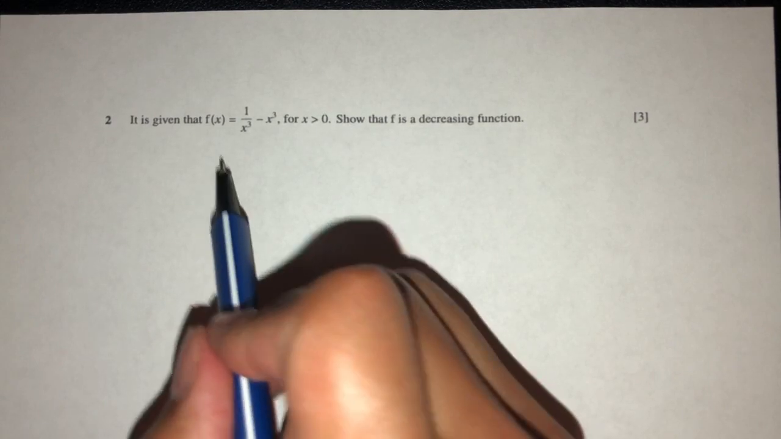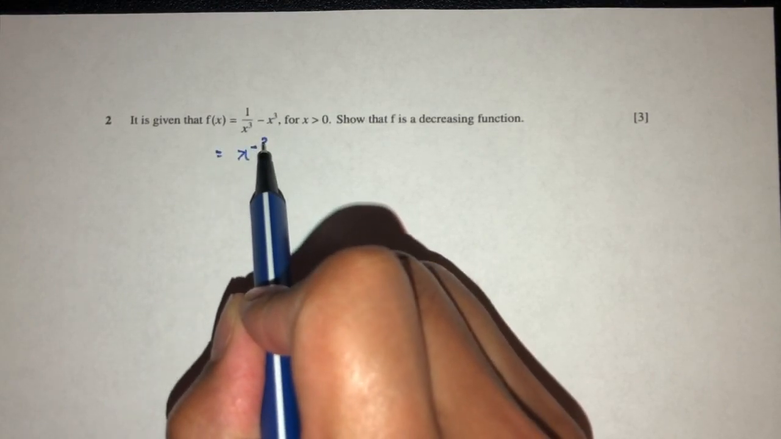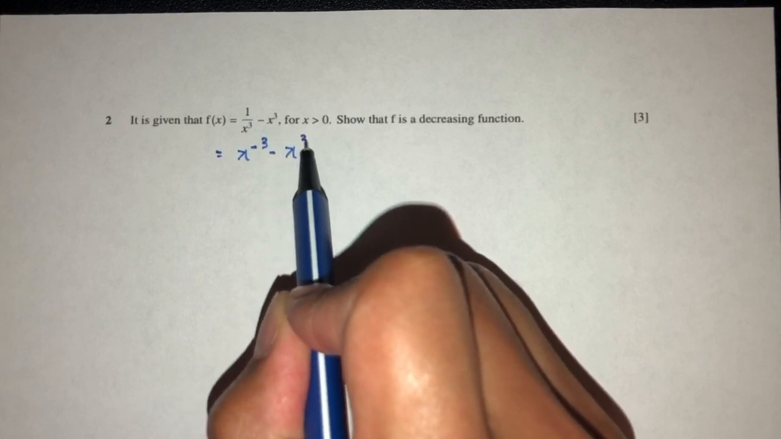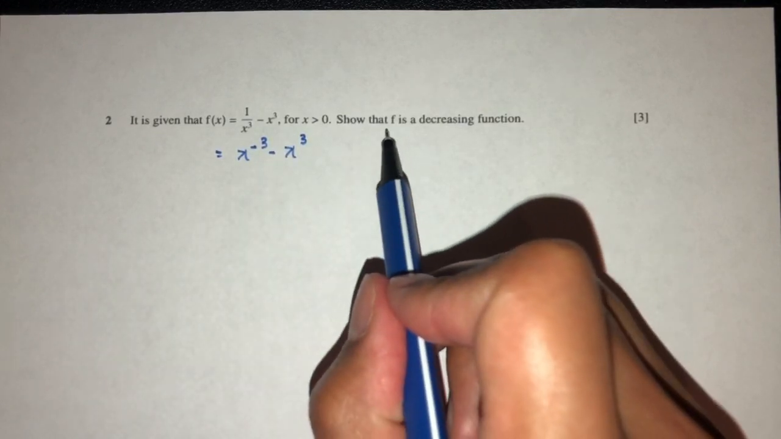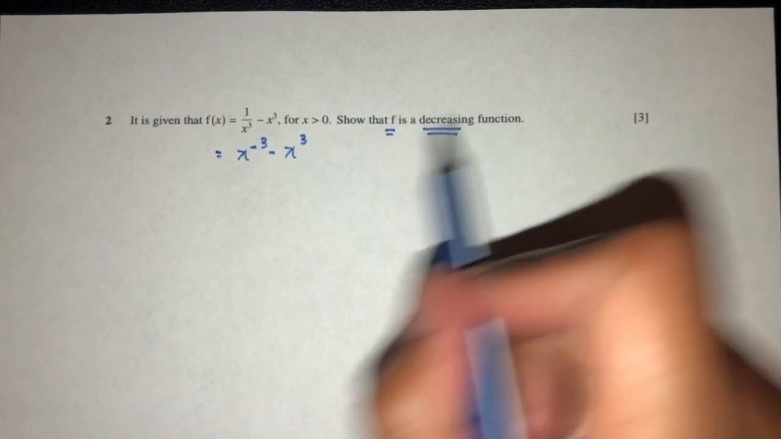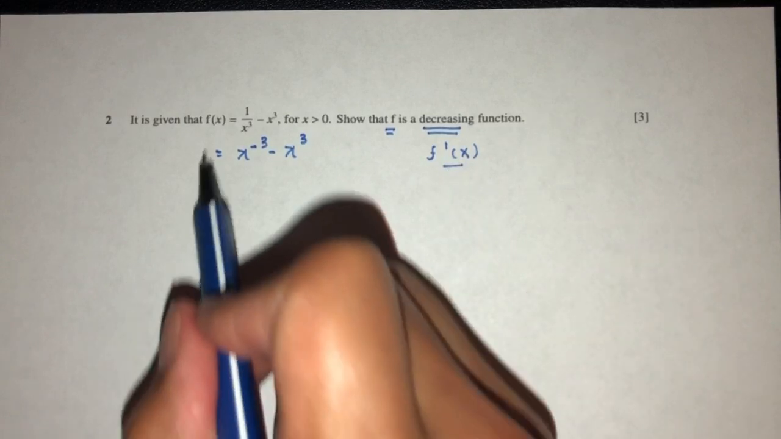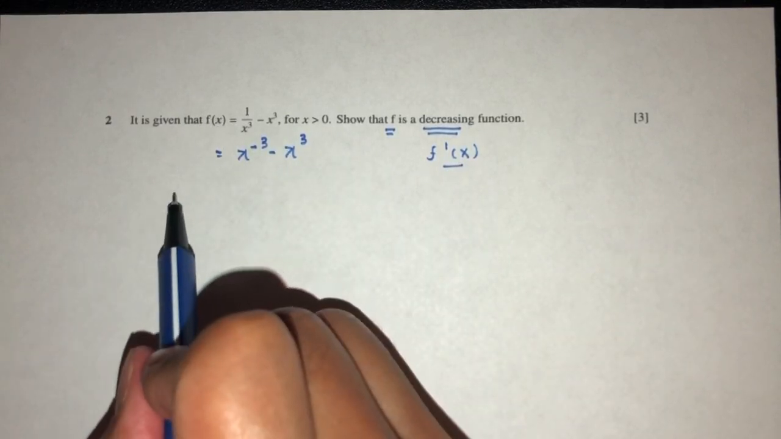It is given that f of x is given to you by this. We can rewrite this as what? That will be x power minus 3 minus x power 3. Now we have to show that f is a decreasing function. Pretty easy. To show it is a decreasing function, we have to find f prime of x, which is d by dx of this one. So differentiate, you will have what?